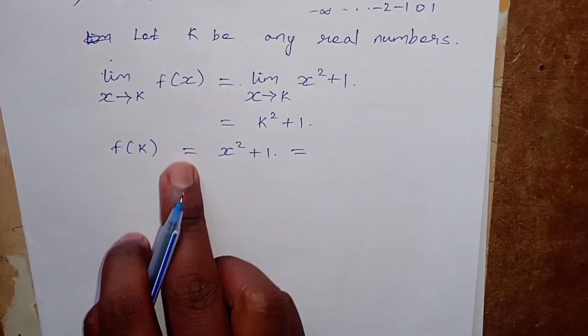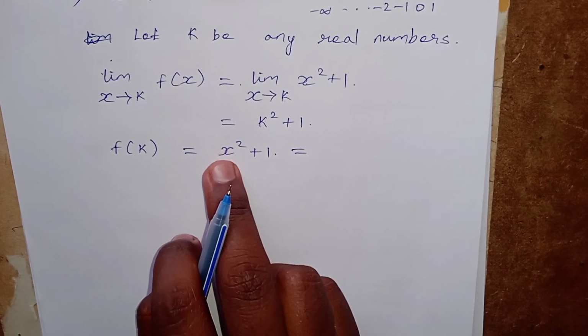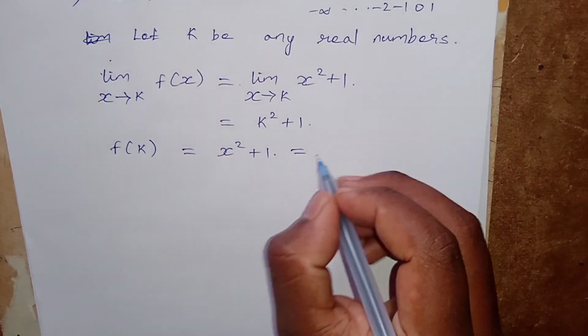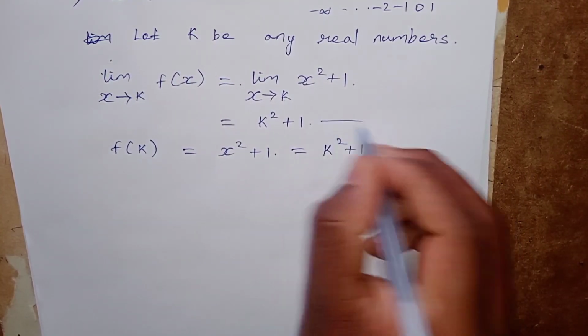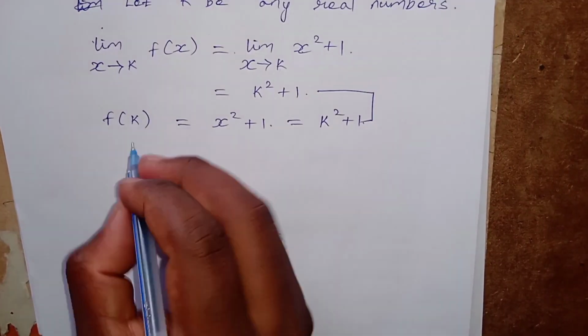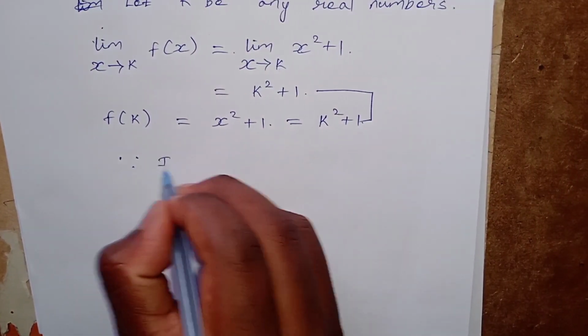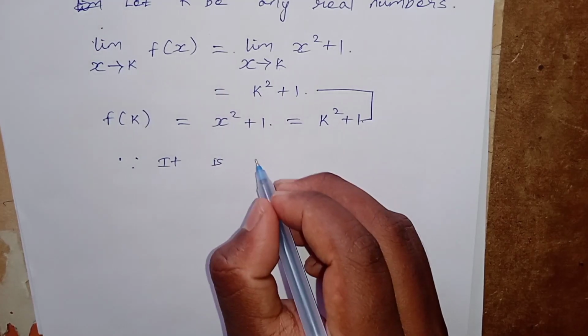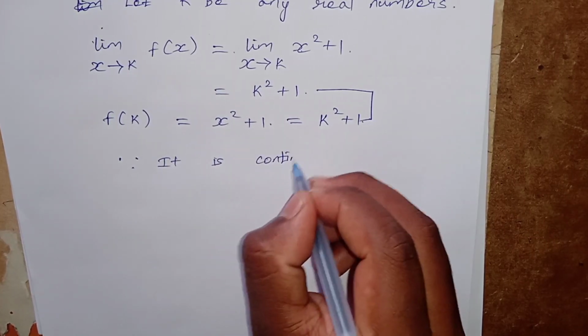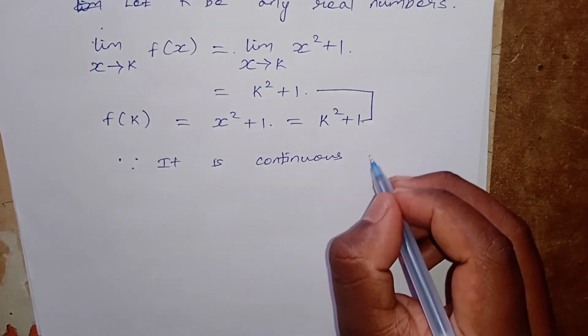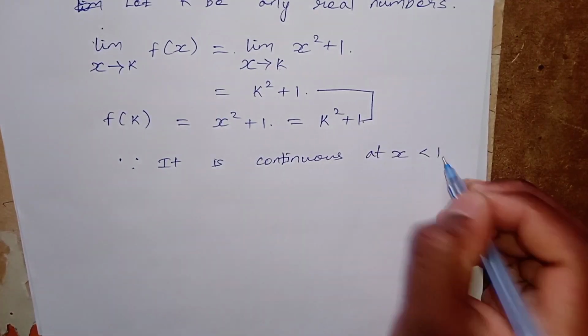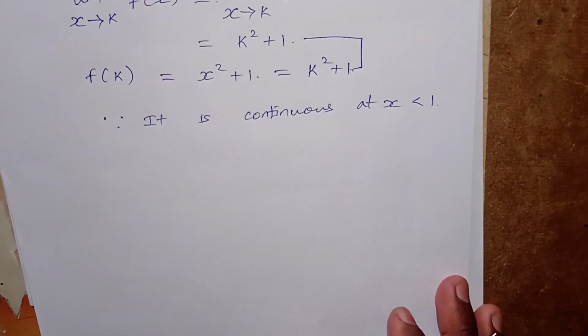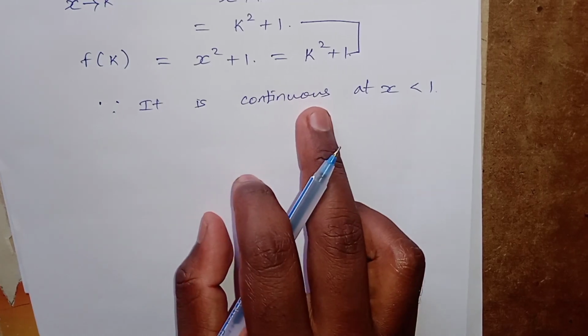Therefore, in the place of x you have to substitute k squared plus 1. Therefore, these two are satisfying. Finally, you have tried, it is continuous at x less than 1. Okay, here my function is continuous.